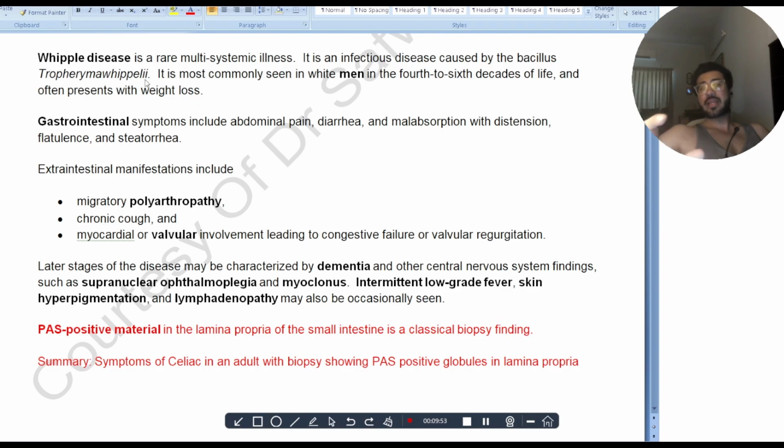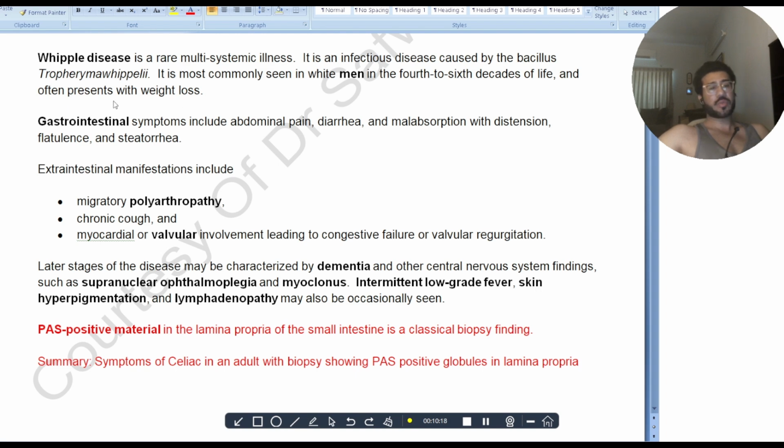So this bacterium gathers in the lamina propria of the GI tract, and that forms PAS positive, that is periodic acid-Schiff stain positive globules. So when you stain it, it gets positive staining because it has these organisms, these bacilli, in the lamina propria. It's most commonly seen in white men.